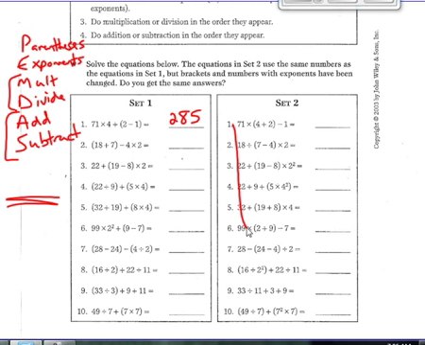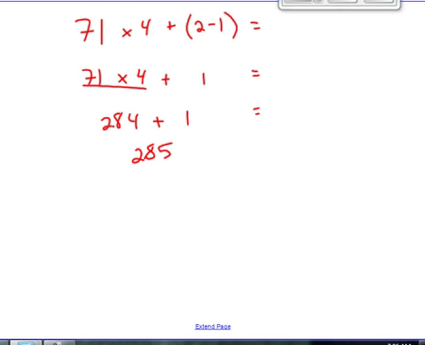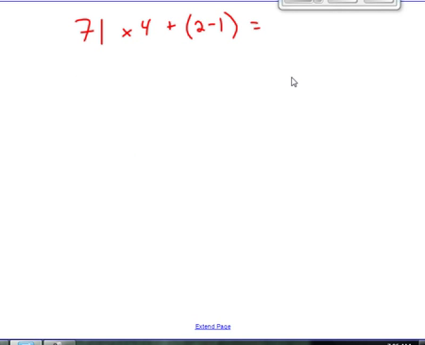I've got the same problem in number 1 on this side, except that the parentheses are in a different place. And so I need to follow the order of operations, doing the same exact problem, except that I've got the parentheses here instead of on the 2 minus 1. So when I do PEMDAS, I start with parentheses. I do 4 plus 2. So I have the 71 times 4 plus 2 is 6, and then minus 1.